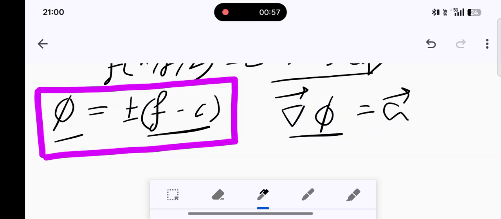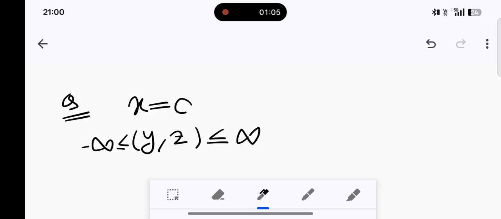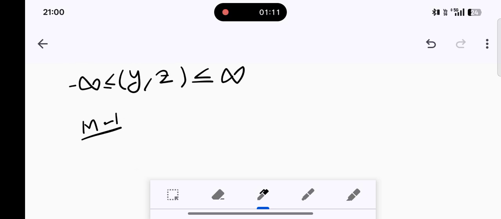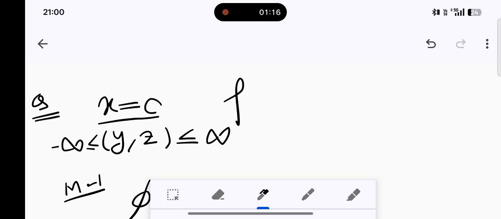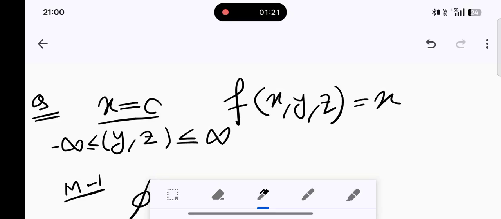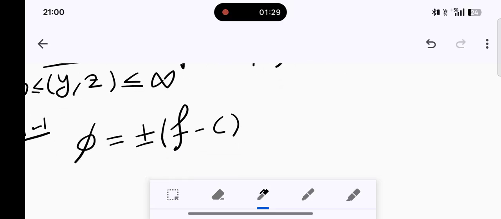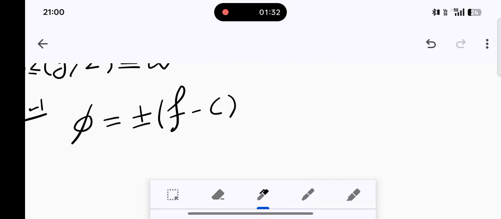But if you can find the gradient using a graphical approach, then that's also good. In the first approach, method 1, as I have told you, first just look at the equation and generate the equation of phi. f(x, y, z) is equal to x, and c is c. So phi is nothing but plus minus (f minus c), right? Now f is x, so phi is x minus c.